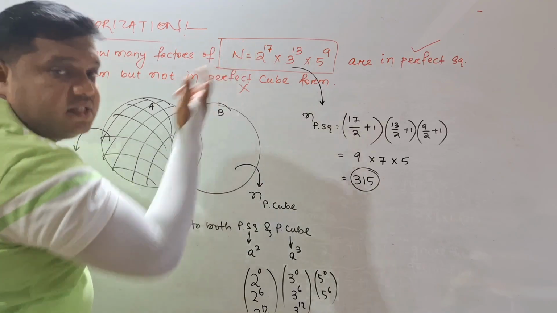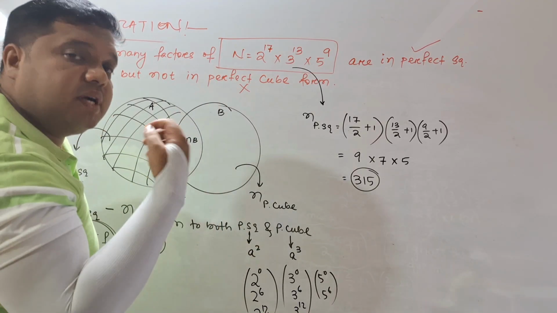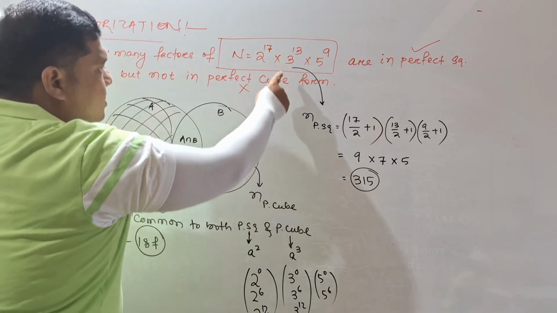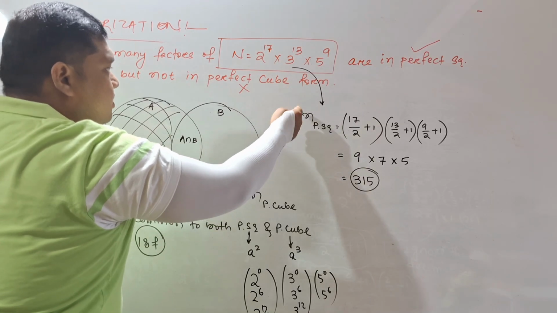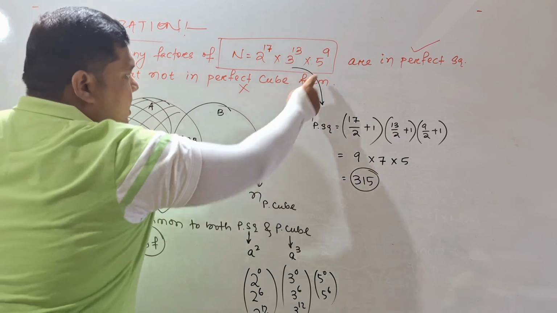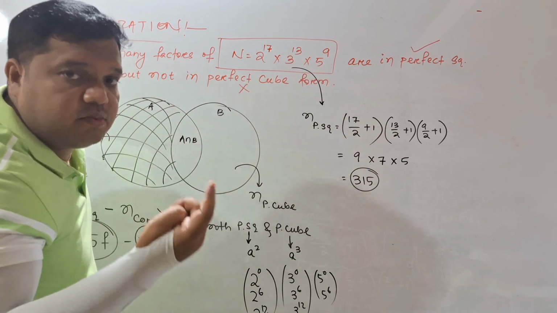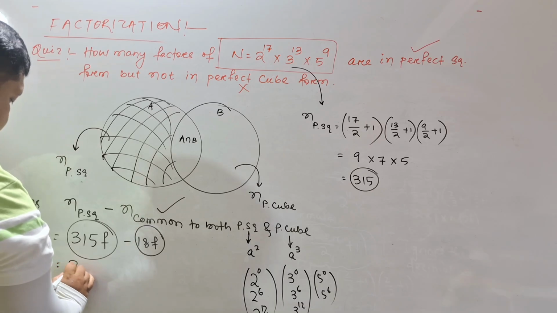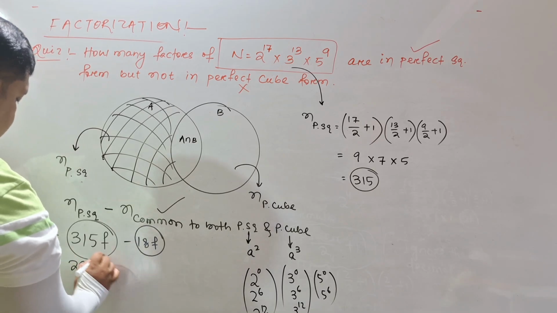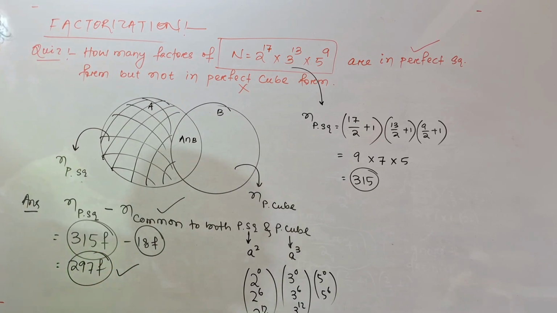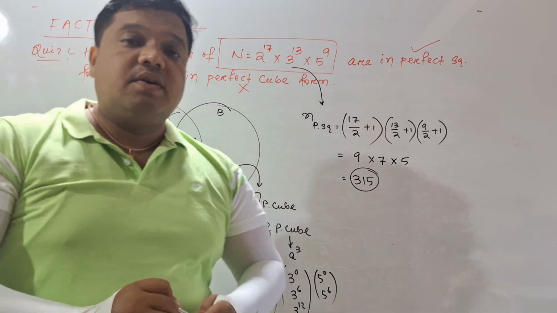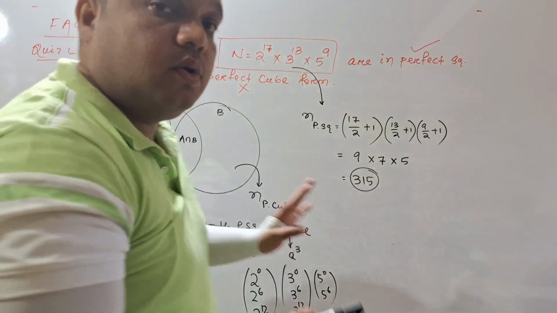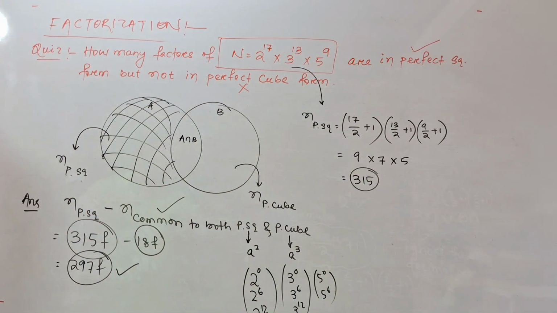I consider 2 to the power 0, 2 to the power 6, 2 to the power 12. So 3 elements I will consider from the first bracket. Similarly from here 3 to the power 0, 3 to the power 6, 3 to the power 12. Again 3 elements, and from here 5 to the power 0, 5 to the power 6. So 18. So my answer is what? 297. Answer for this question is 297. 297 factors are in perfect square form but not in perfect cube form. So look at the thought process and how you apply.